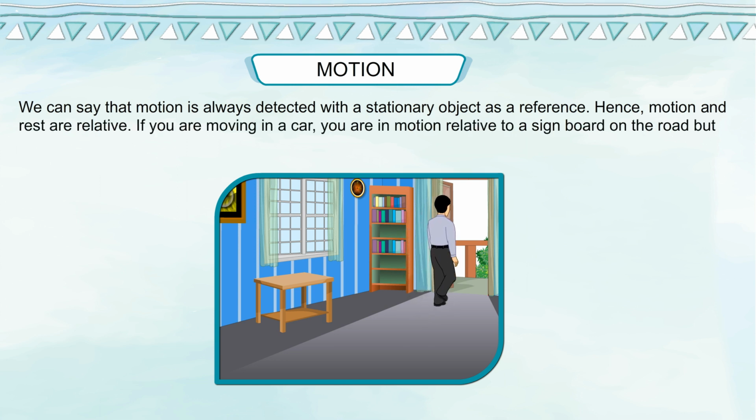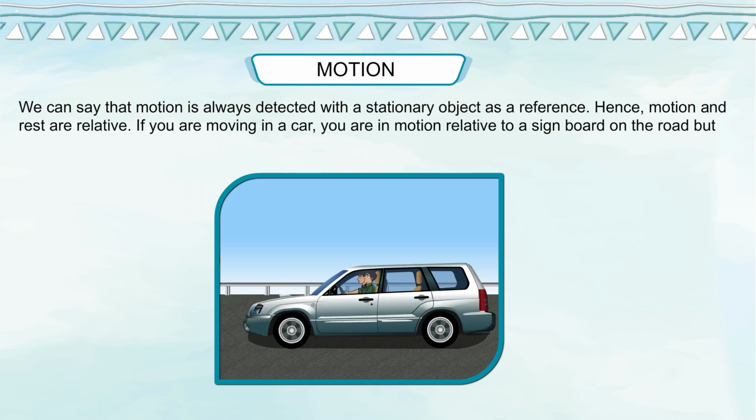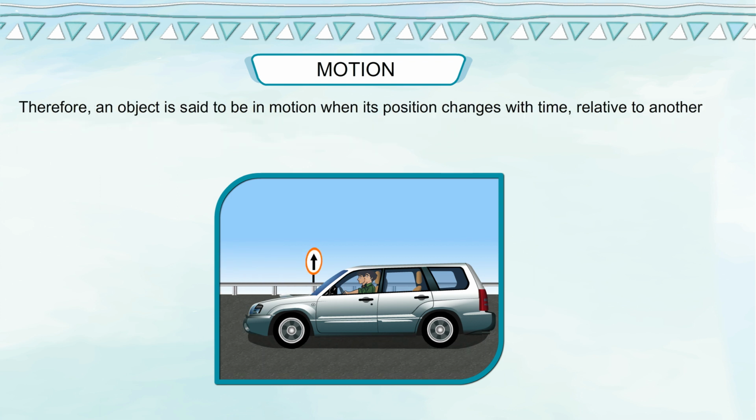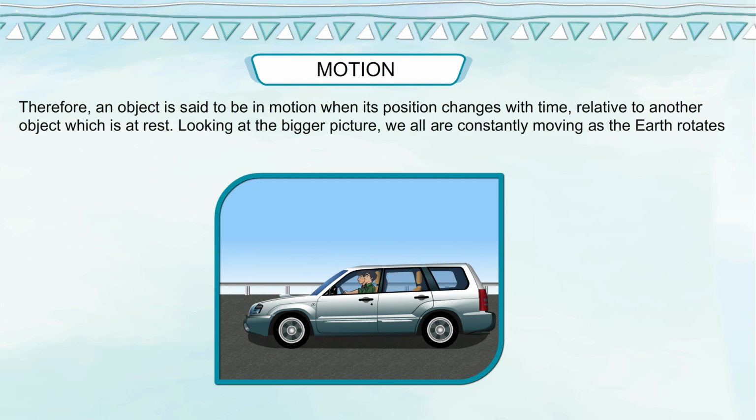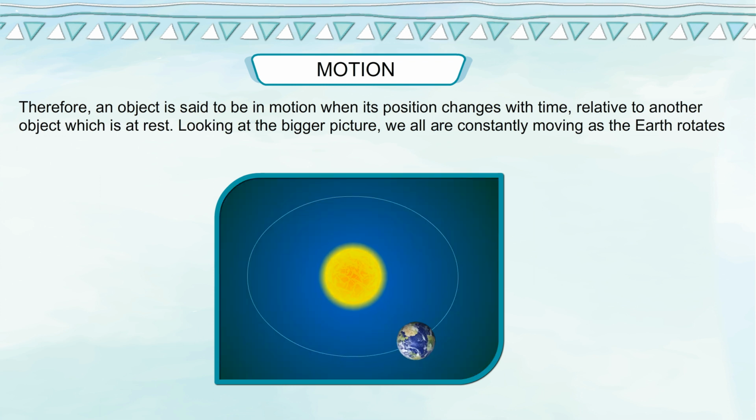Hence, motion and rest are relative. If you are moving in a car, you are in motion relative to a signboard on the road, but you are at rest relative to the person sitting next to you. Therefore, an object is said to be in motion when its position changes with time relative to another object which is at rest.